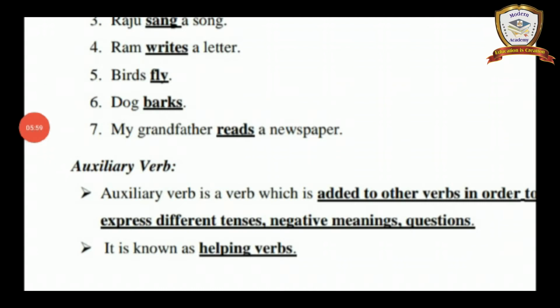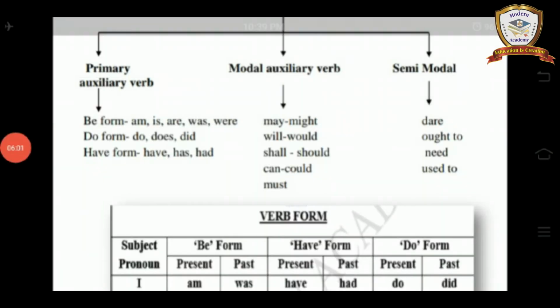Okay, so we can see some of the auxiliaries, then only you will be knowing that. Dear students, now in your verb we have seen be form verb, isn't it? So we are going to see be form verb. Before that we have seen the definition of the verb, and also we have seen the action verbs, isn't it? Now the tabular column they have given.